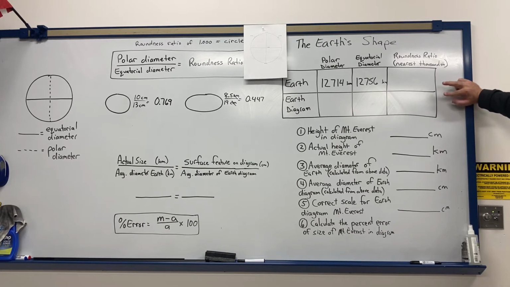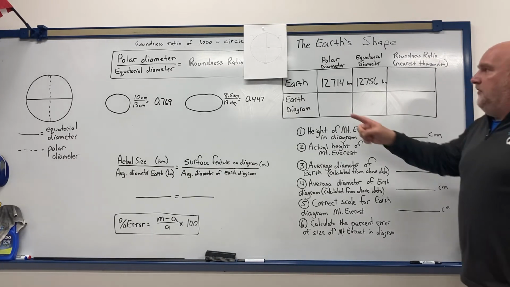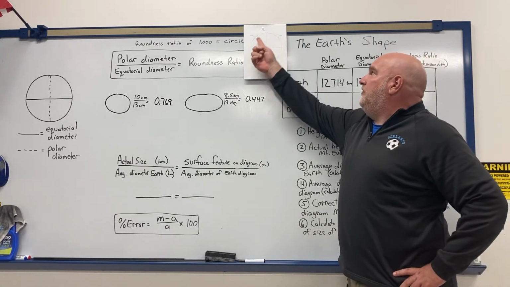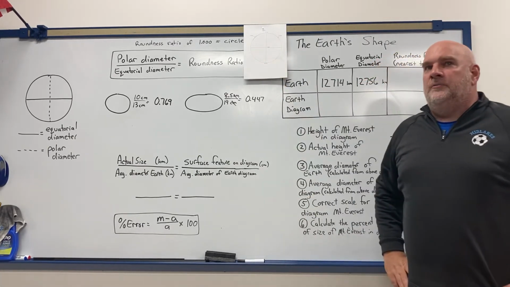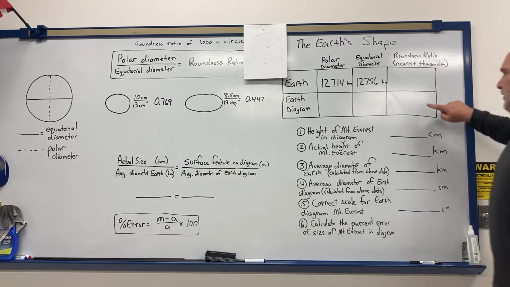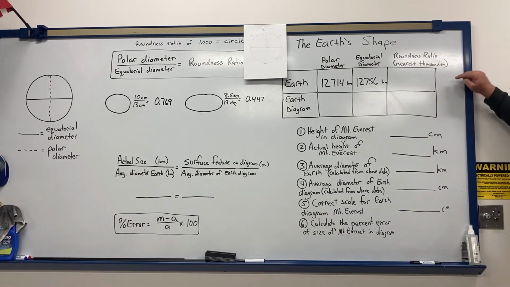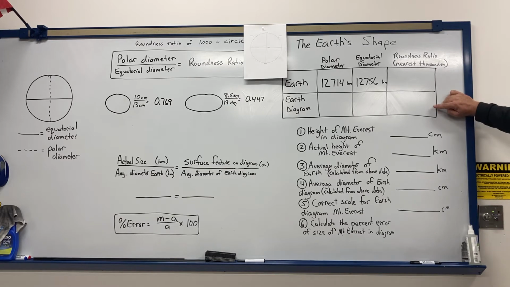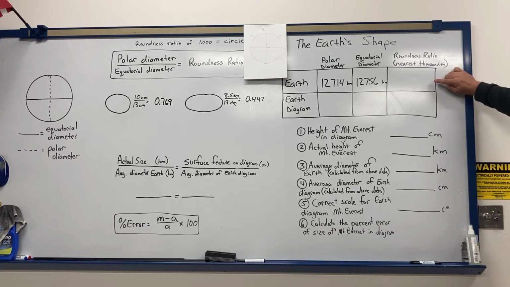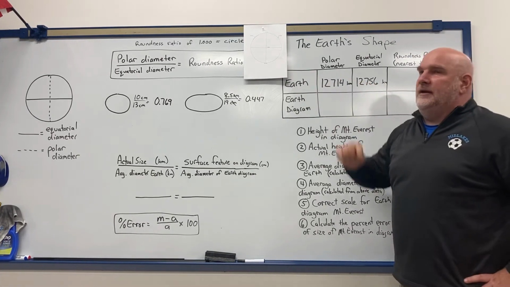Now, the point of this is that if you were to look at this picture and someone were to ask you what shape that was, you'd probably say a circle. But when you look at the number that you got right there, you should have found that your roundness ratio is not 1. So that means it's not a circle. But this number is close to 1, so it's almost a circle. Now the Earth is even more like a circle than that diagram right there is.